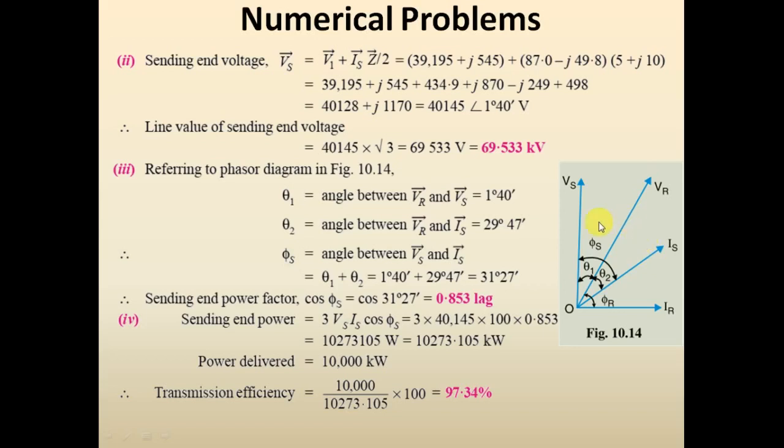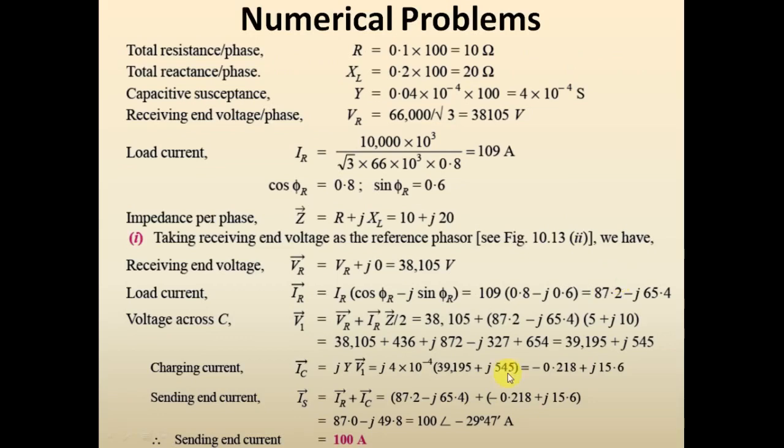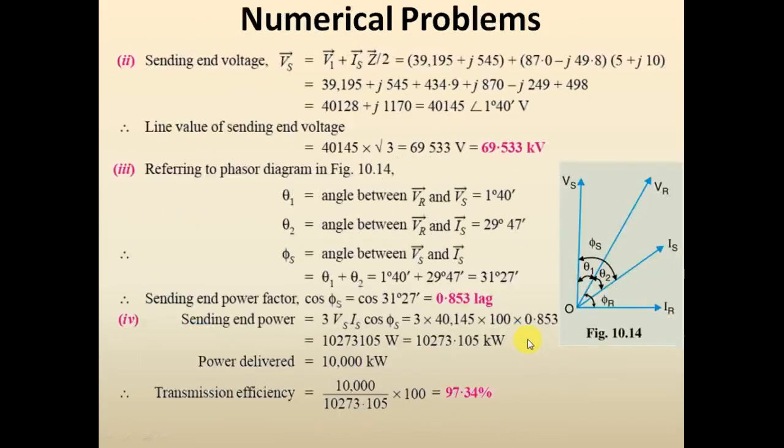As you are asked to find the sending end power factor, you have to find the angle between Vs and Is, and then you have to take the cosine of the angle between this Vs and Is. The angle between this Vs and Is is actually the sum of this theta 1 and theta 2. The value of theta 1 is 1 degree 40 minutes and the value of theta 2 is minus 29 degrees 47 minutes. That is, this angle is 29 degrees 47 minutes and this angle is 1 degree 40 minutes. So adding these two angles, we will be able to obtain the value of angle between Vs and Is, which is actually phi s. Taking cosine of that angle, we will be able to get the sending end power factor value.